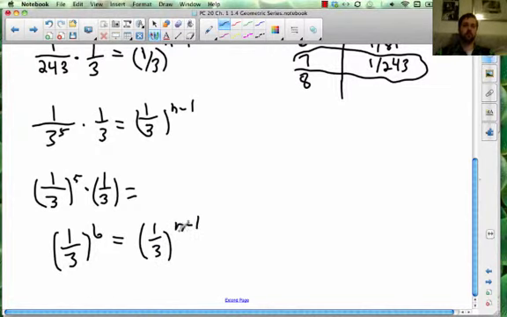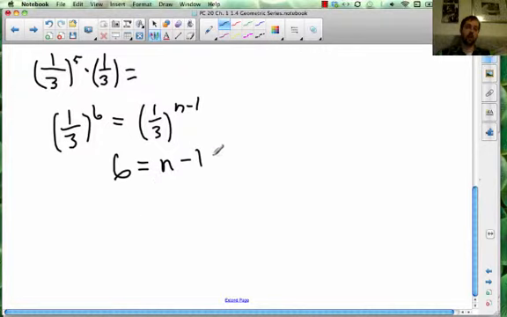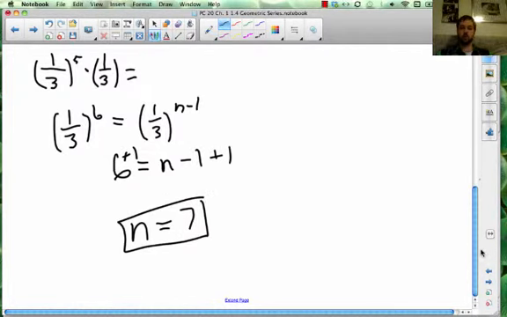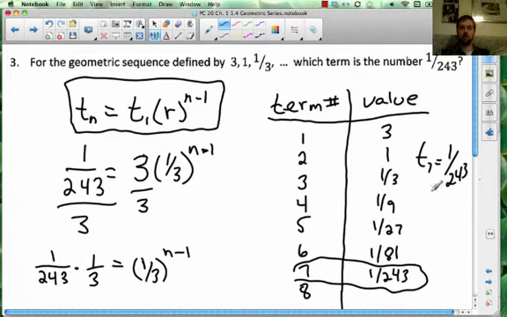Now in order for these two sides to be equal, 6 has to be exactly equal to n minus 1 because they have the same base. So 1/3 to the 6 has to be equal to 1/3 to the n minus 1, and therefore 6 equals n minus 1. And then if you go ahead and solve for n, you add 1 to both sides, and you get n equals 7. And that was what we had figured out in the first place, which was our answer there.